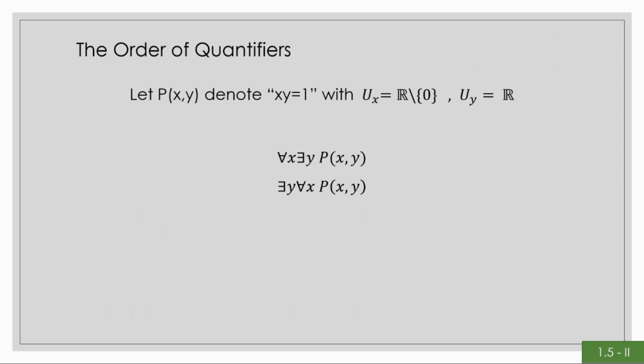Let's consider the case where P of x,y denotes x times y equals 1. This is our case where the domain of x is all real numbers but 0, and the domain of y is all real numbers. This is our multiplicative inverse.